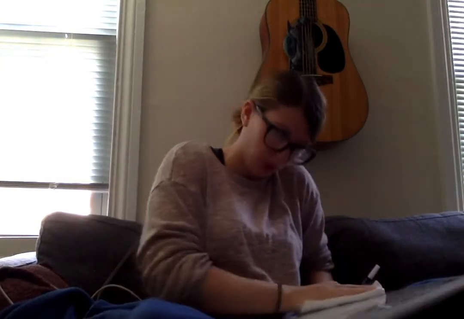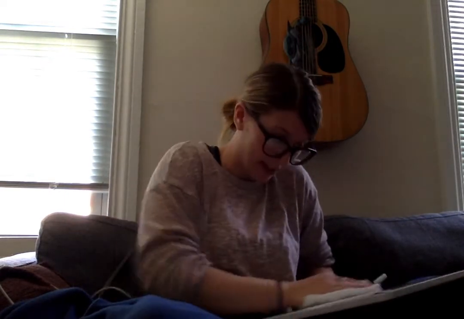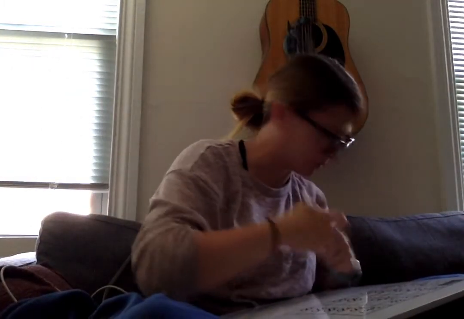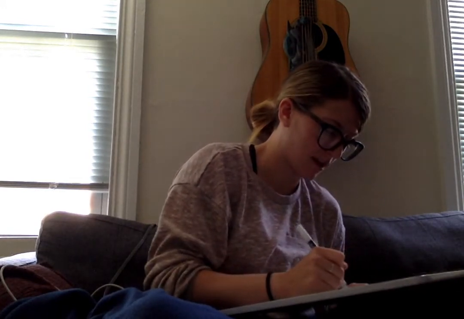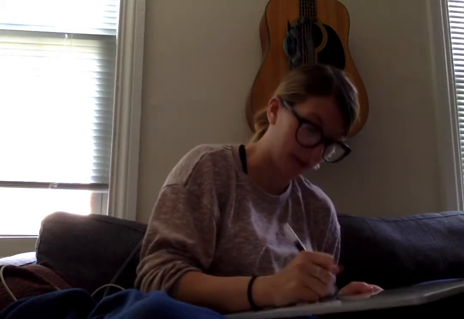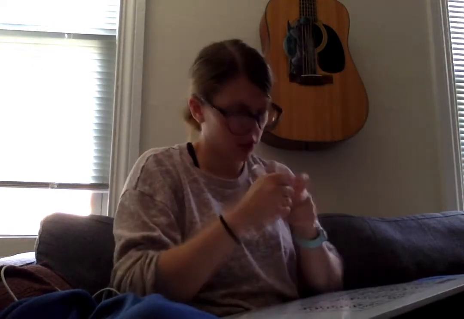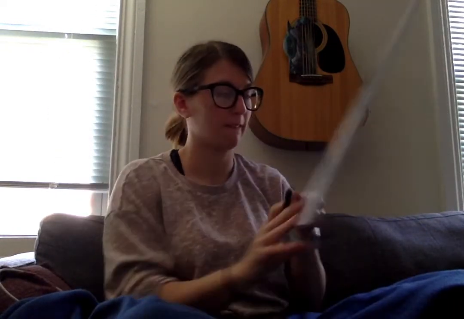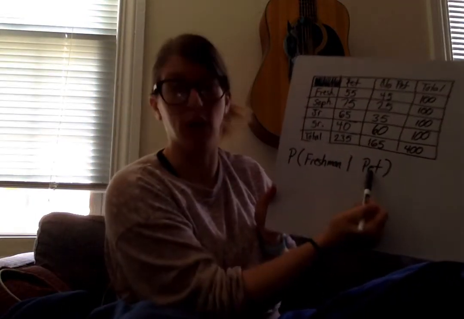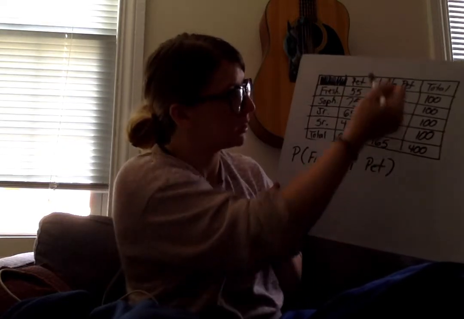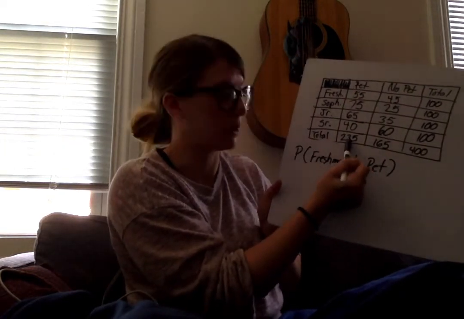Given that, a little bit different. Given that means that your denominator is not going to be the total. So I'm going to read this to you. Find out the probability that they are a freshman given that they have a pet. So the given that tells me what my denominator is going to be. It literally goes numerator, denominator. So my total for pet is going to be my denominator. It's going to be 235.